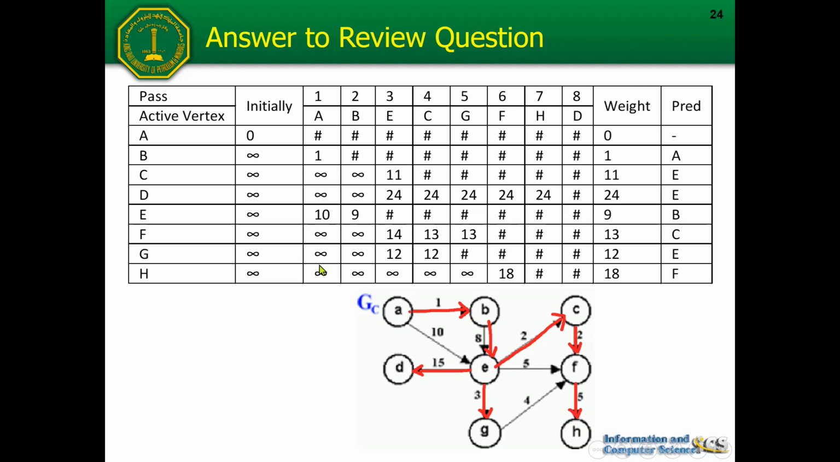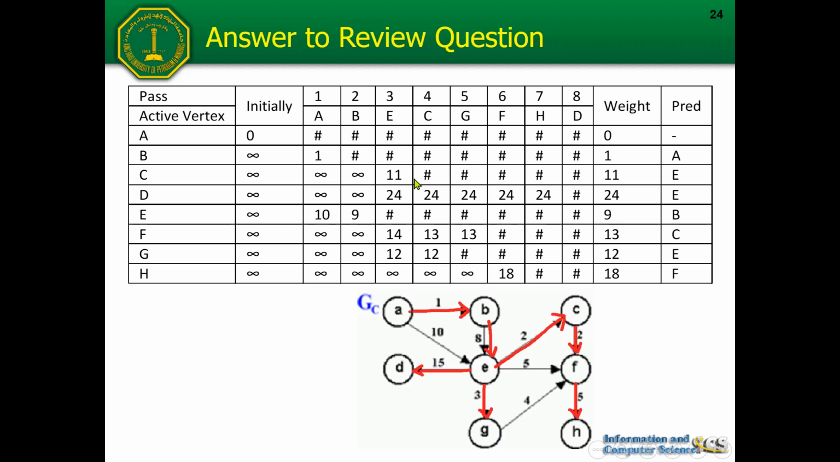Then after that, we need to determine the minimum number in this column. In this case, that will be this one. 1 corresponds to B, so B will be the next active vertex. B to B, you do not consider, that's why I put the hashtag until the end. And because we travel to B from A, the predecessor of B will be A, and the way will be 1.